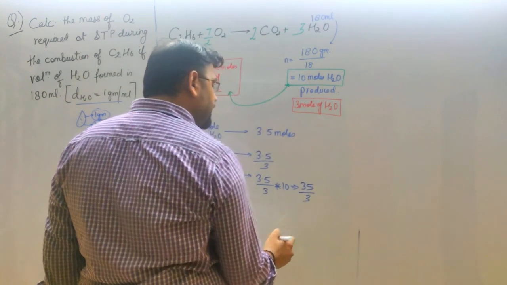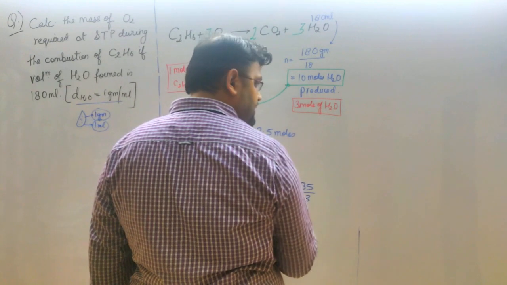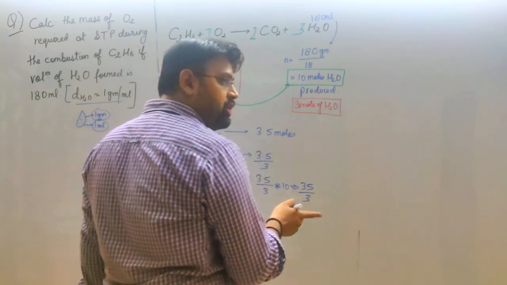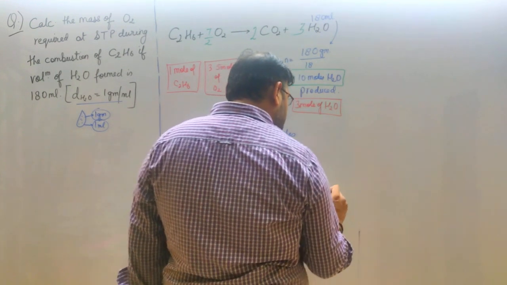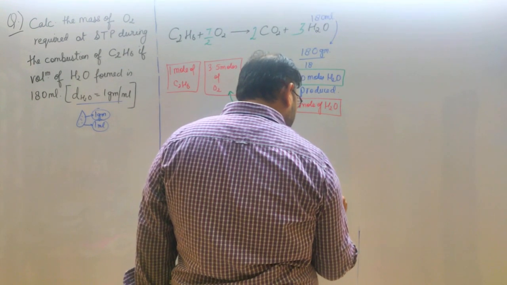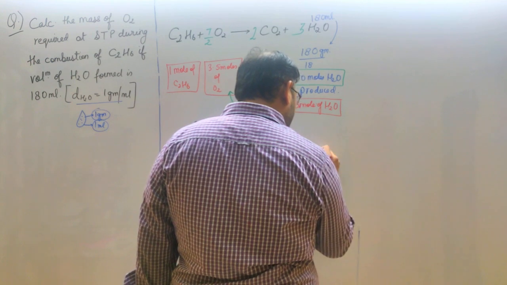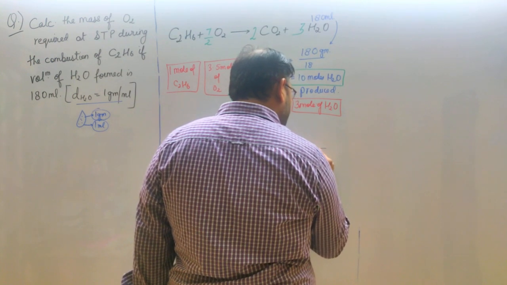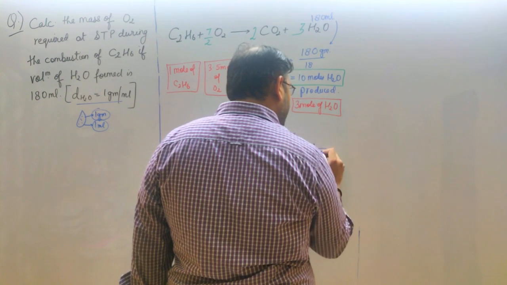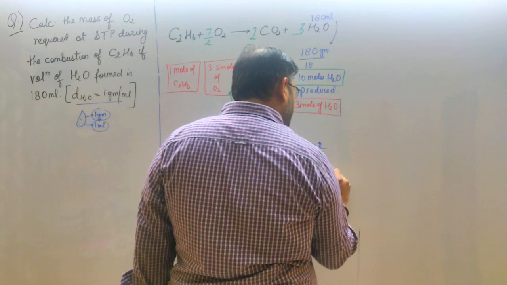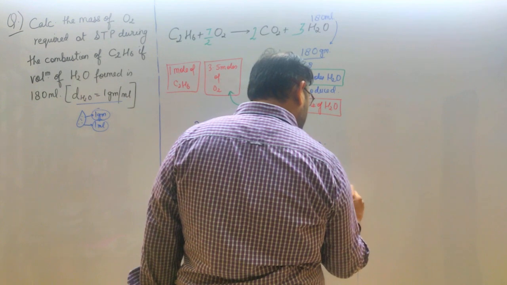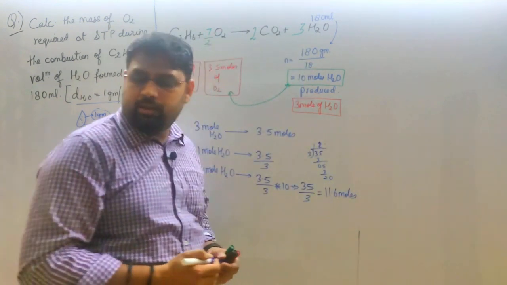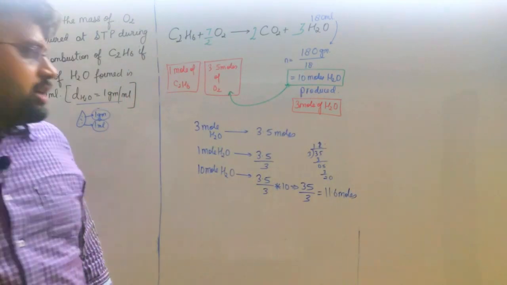35 by 3 will be, see, if it had been 36, it would be 12. So the answer will be somewhat less than 12. Let's see how much less than 12. Let's divide it. 3 ones are 3, 0, 5, 3 ones are 3 again, 2, so 6, 11.6 moles. Okay, so 11.6 moles will be required.